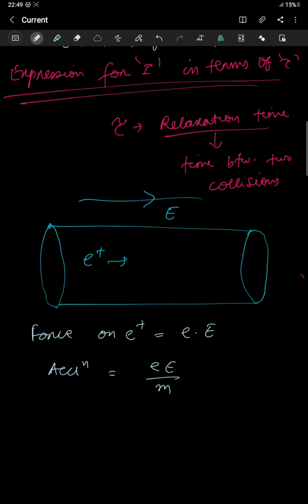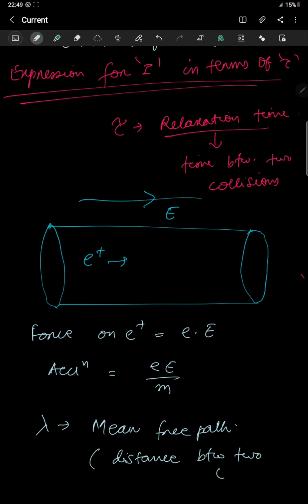Okay, now since it is accelerated, there will be collisions, and one more term will be introduced, that is lambda. What is lambda? It is the mean free path. What do you mean by mean free path? It is the distance between two collisions. So two new terms you will come across: one is your relaxation time tau, the other one is your mean free path.